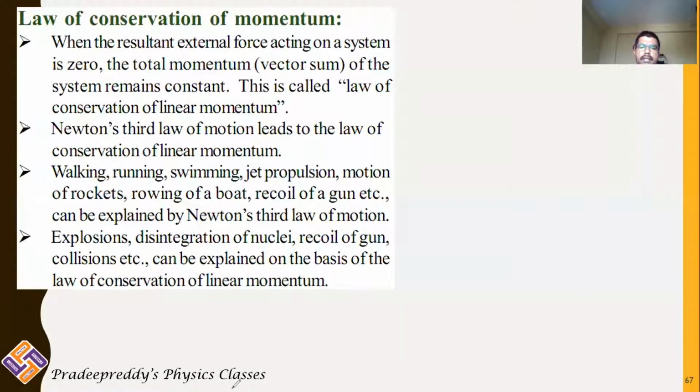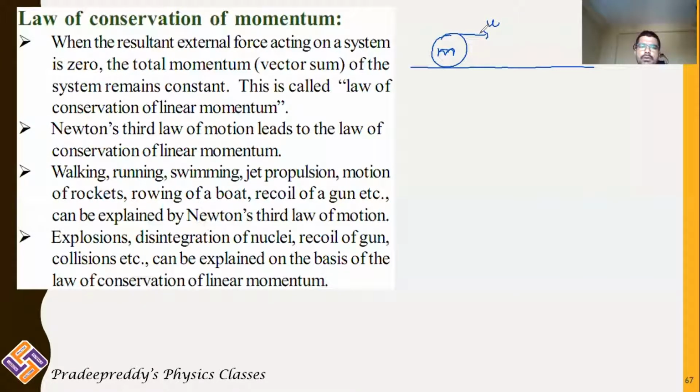What is meant by conservation of momentum? First, let me explain that. Let me consider an object of mass m. This is an object of mass m. Initially, it is moving with some initial velocity u, and this ball would be traveling with uniform motion.